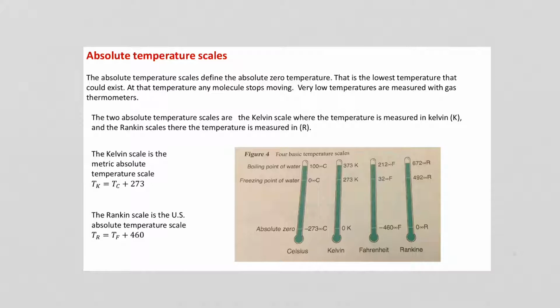Eventually, so much heat is removed that these atoms can barely vibrate. They're almost stationary. And then at this point, no more heat can be removed, and the temperature of this cube will be the lowest possible temperature that can exist. And this is known as the absolute zero temperature.